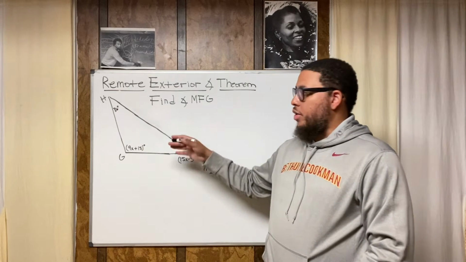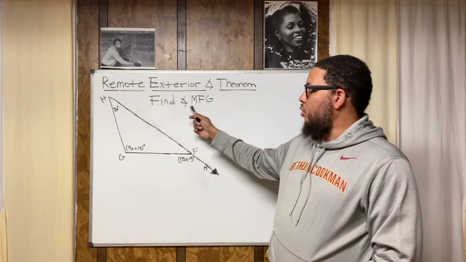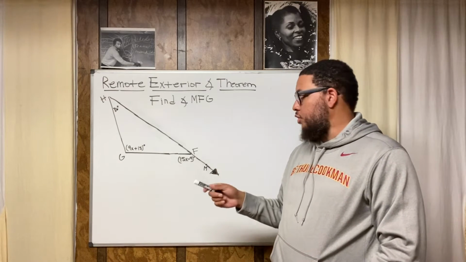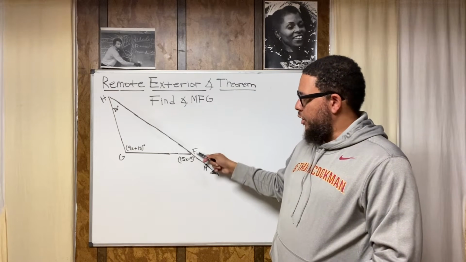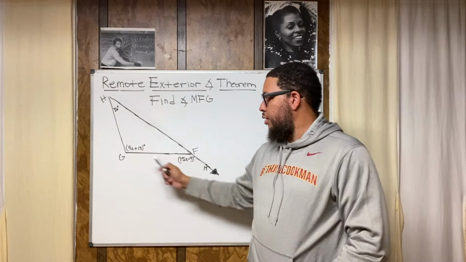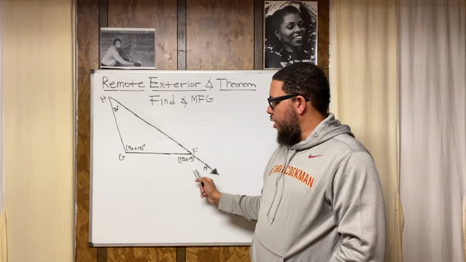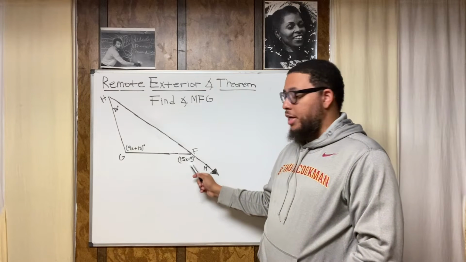All right, so here we have a triangle, right? And we want to find the angle MFG. That's what we're trying to do. So first, let's identify and locate angle MFG. So look for point M. That's right there. Look for point F. That's right there. Look for point G over here. So that means that we're looking for the measure of this angle right here. Now this angle is equal to an expression, 15x minus 9.